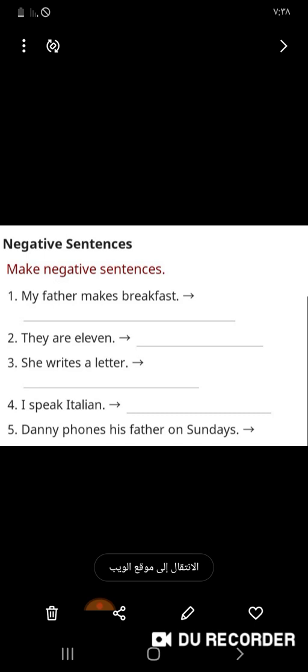They are 11. Where is the verb? Are. It's one of the verb to be. And with the verb to be, I only add not. So they are not 11. She writes a letter. Where is the verb writes? Here the verb has s, so I use doesn't. She doesn't write a letter. I speak Italian. The verb doesn't have s, so I negate using don't. I don't speak Italian. Danny phones his father on Sundays, so Danny doesn't phone his father on Sundays.